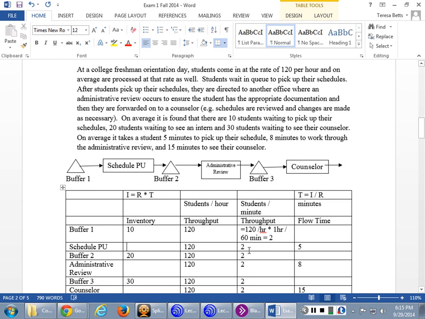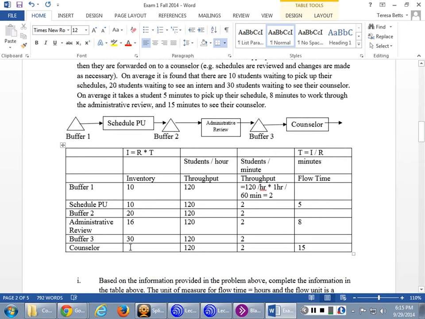So throughput of 2 students per minute times 5 minutes gives me an inventory of 10, right? An inventory of 16, and an inventory of 30. Everybody see how we get there? Okay. And then flow time.